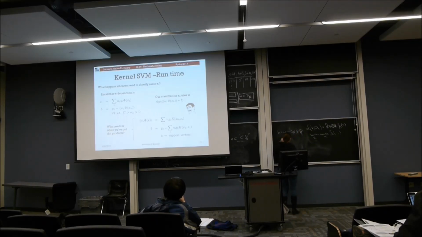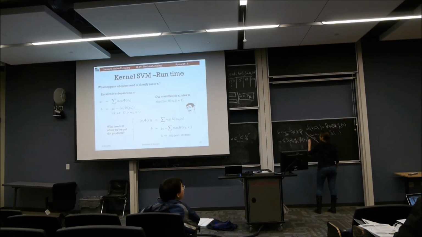So we're just going to use the formula for W, which is the sum of alpha i, y i, and phi of x i, in a dot product with the phi of x term. And now we can take the sum out of this dot product, and also the alpha i and y i.